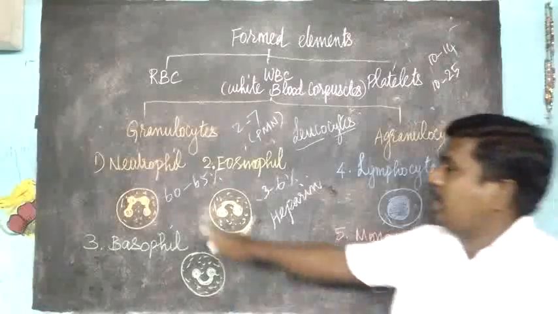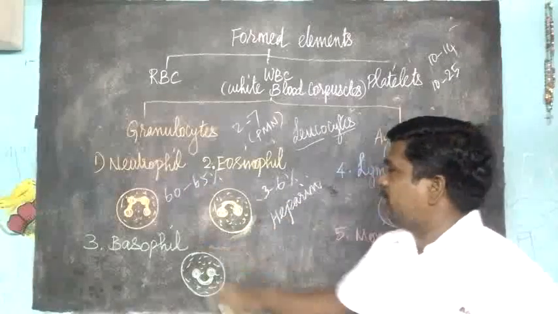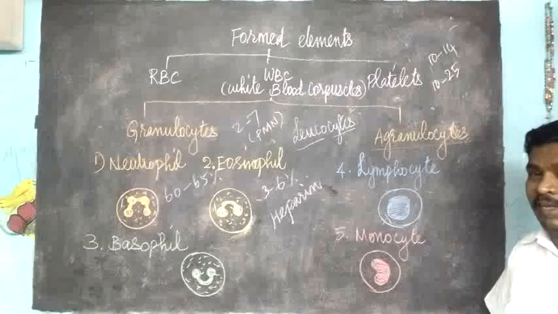Okay, these are the three types of granulocytes: neutrophil, eosinophil and basophil. Next one, agranulocytes. Agranulocytes I already discussed.